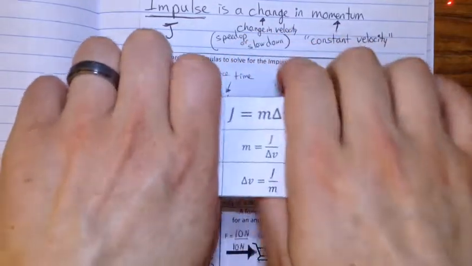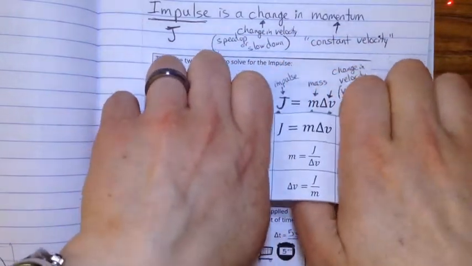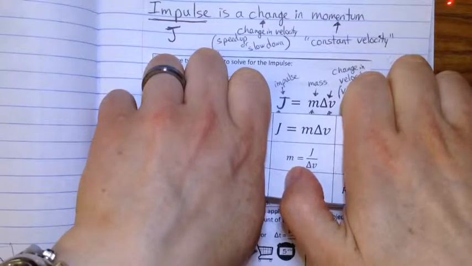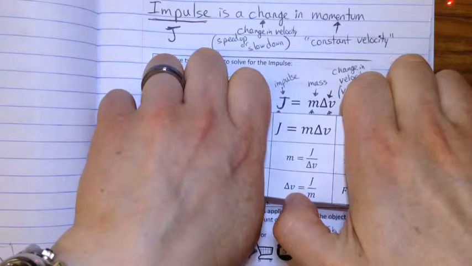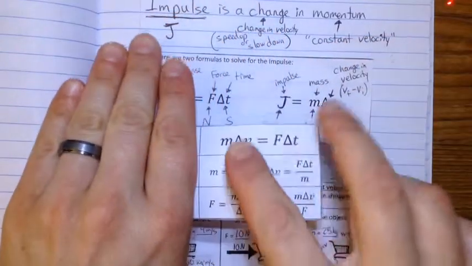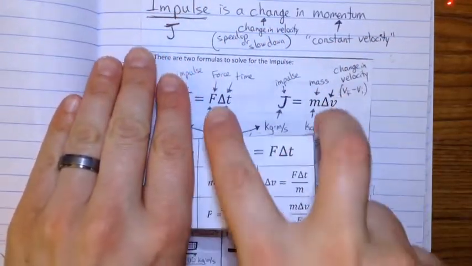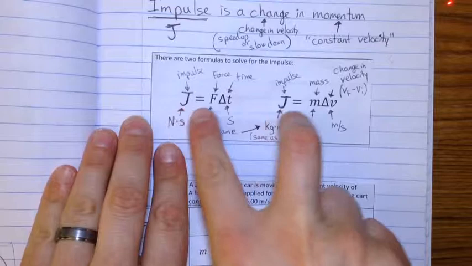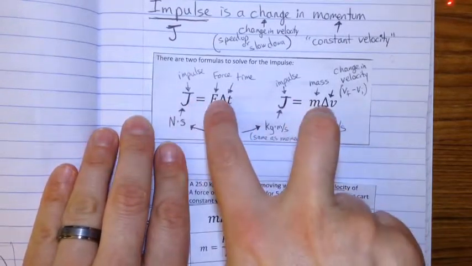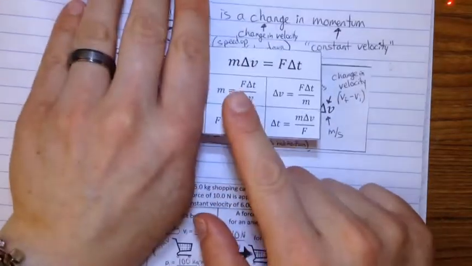Okay? Next column is the next formula. The next box down is the formula rearranged to solve for the mass, and then the formula rearranged to solve for the change in velocity. Now the third column, we take these two formulas and set them equal to each other. Because they're both solved for impulse, we can set them equal to each other. And that's what we have here.